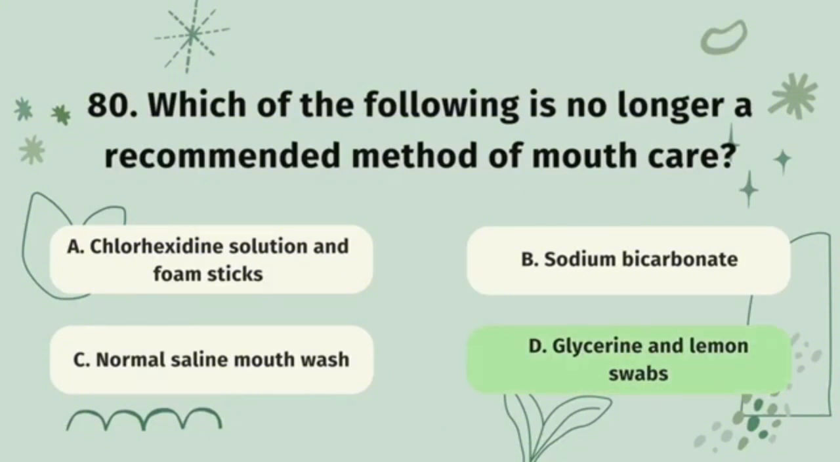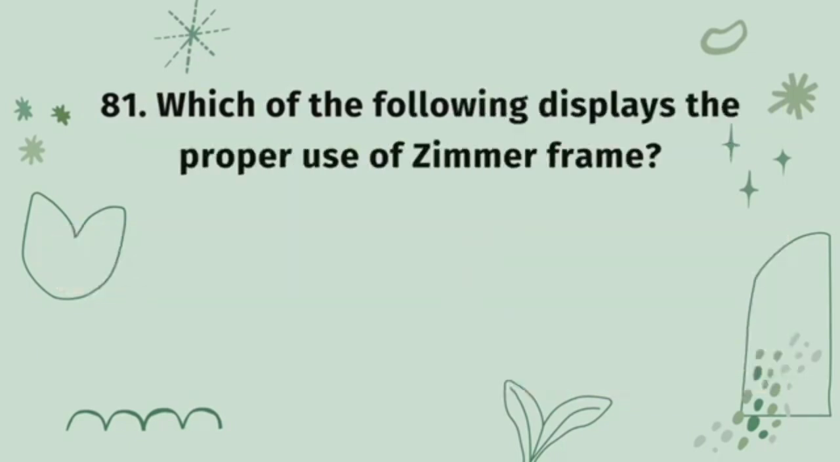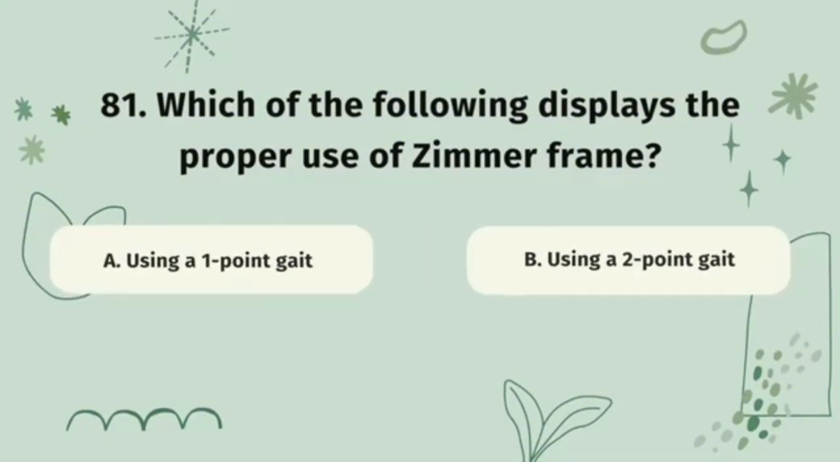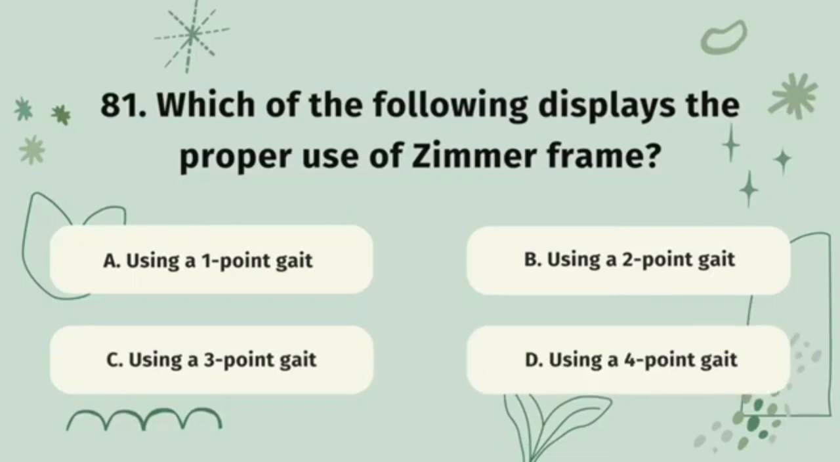The correct answer is D. Question 81. Which of the following displays the proper use of the Zimmer frame? Option A, using a 1-point gait. Option B, using a 2-point gait. Option C, using a 3-point gait. Option D, using a 4-point gait.